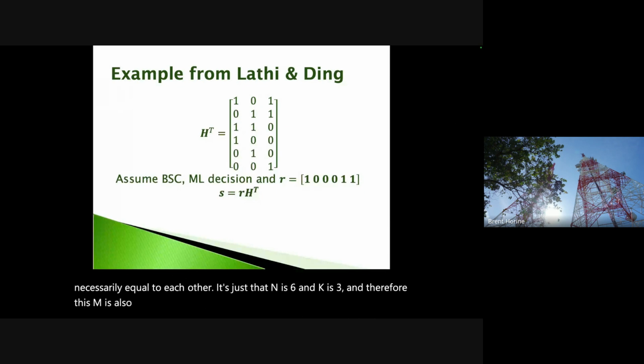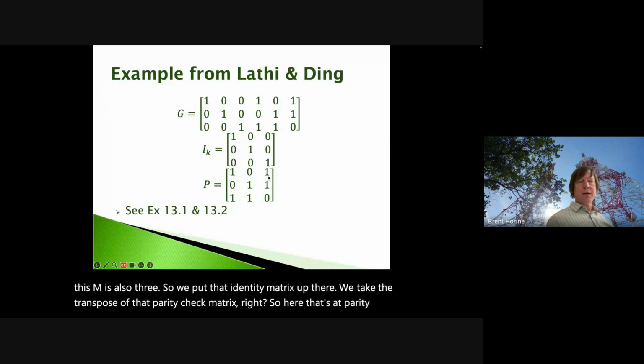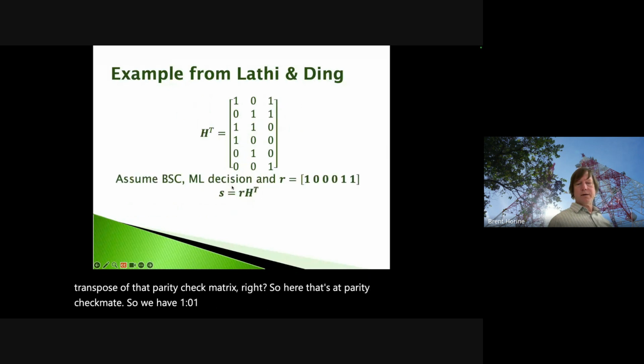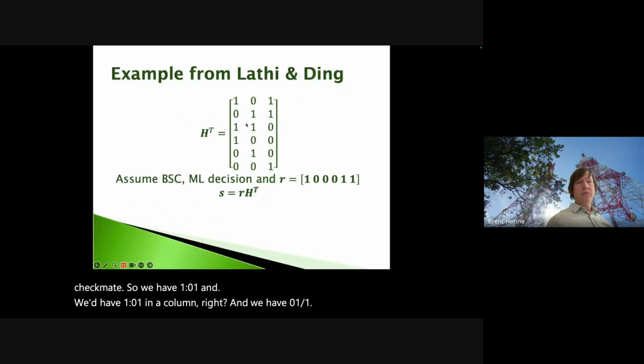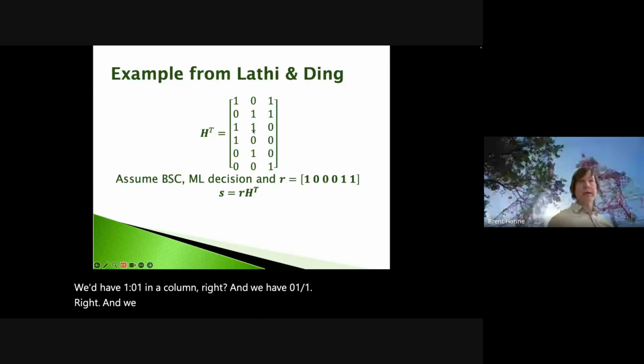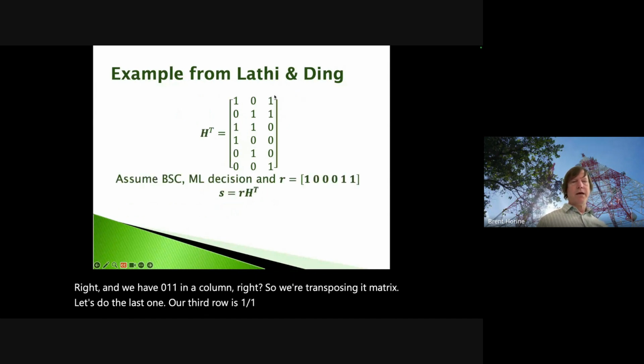So we put that identity matrix up there. We take the transpose of that parity check matrix, right? So here, that's that parity check matrix. We have 1, 0, 1, and we'd have 1, 0, 1 in a column. And we have 0, 1, 1, and we have 0, 1, 1 in a column. So we're transposing that matrix. Let's do the last one. Our third row is 1, 1, 0, and our third column up here is 1, 1, 0.